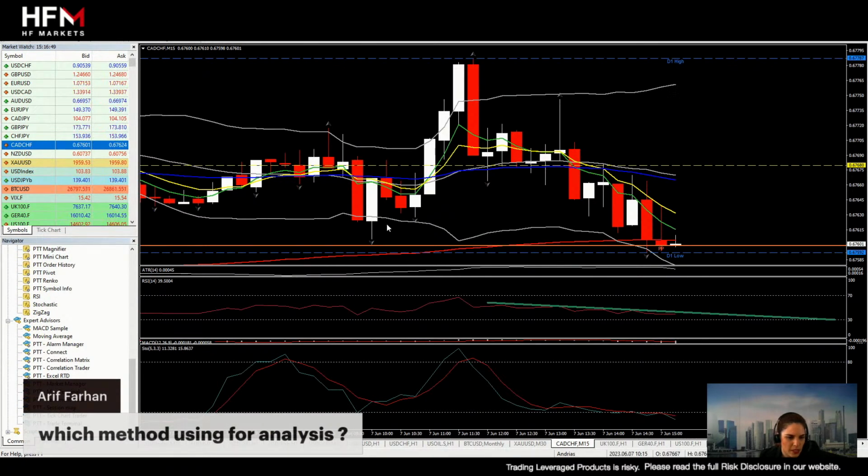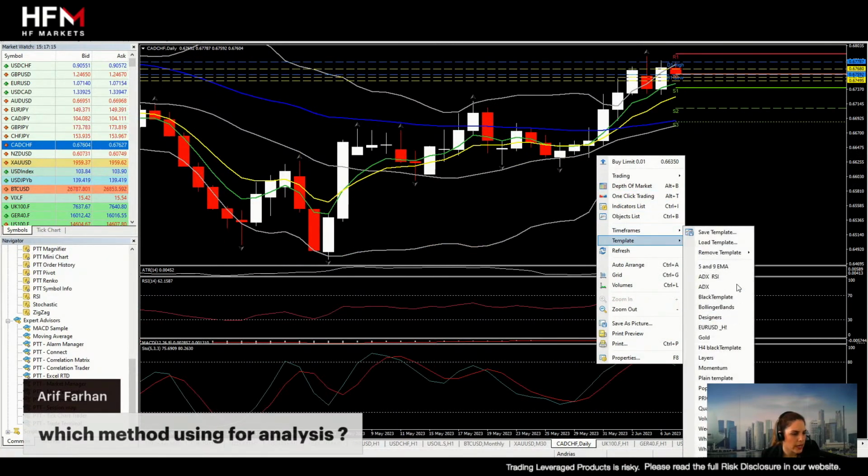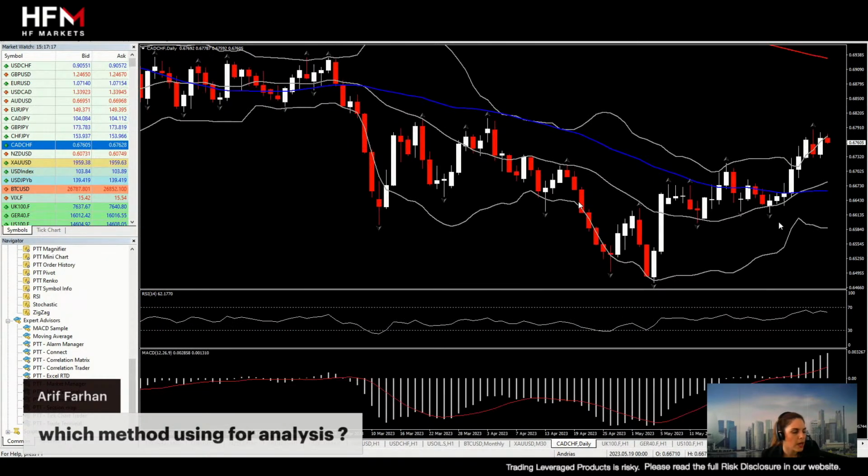What I'm currently using, Arif, intraday in such a short time frame, such as a 30-minute or 15-minute chart, is the 5 and 9 exponential moving average with stochastic at 5, 3, 3. All the rest, like Bollinger's, pivot points, and RSI, I'm using the default settings. For my daily chart, I only have my RSI, Bollinger's with the default settings, and the 200 day moving average.